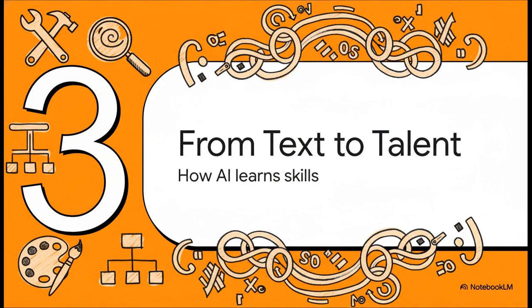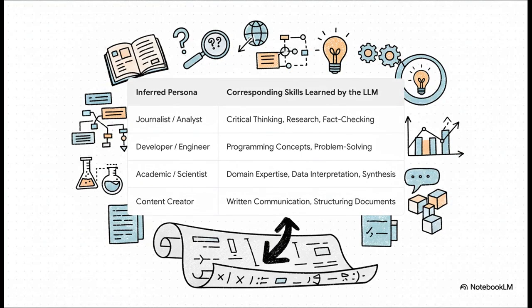Okay, let's dig even deeper now. This is where it gets really cool. These professionals didn't just leave their knowledge behind, they left behind their skills. The very process of how they do their jobs is embedded in the language they use. And this right here is the absolute key. By learning from a journalist's articles, an LLM doesn't just learn facts about the news, it learns the skill of critical thinking and how to summarize. By digesting millions of lines of code from GitHub, it doesn't just learn syntax, it learns the underlying patterns of problem solving. The text literally becomes a blueprint for talent.